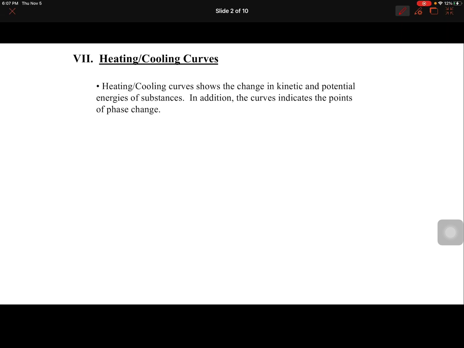So what exactly is a heating and cooling curve? A heating and cooling curve basically looks at the relationship between kinetic energy and potential energy. Now, what's kinetic energy? Kinetic energy is the energy of motion. Remember, if I'm walking down the street, I'm using my kinetic energy. The only way you're going to be able to walk down the street is if you're using motion. So again, kinetic energy is the energy of motion. Meanwhile, your potential energy is your stored energy.